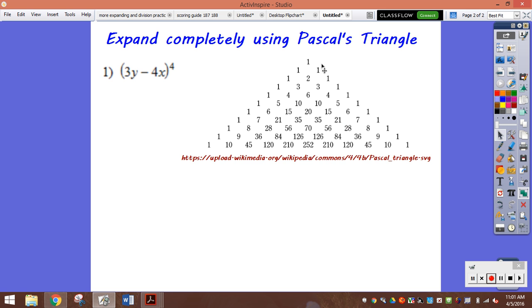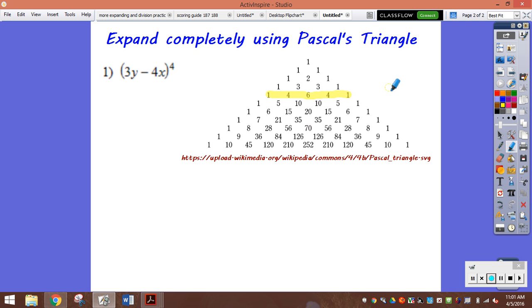So if I raised a binomial to the 0 power, that would be represented by this first row. My coefficient would just be 1. And then to the first power would be the second row, to the second power would be the third row, all the way down. Now, if I'm raising it to the fourth power, that would be the fifth row of Pascal's triangle, or the row that starts with 1, 4.